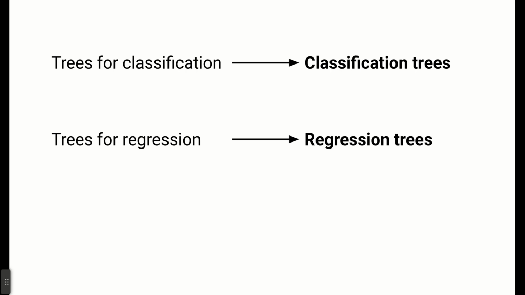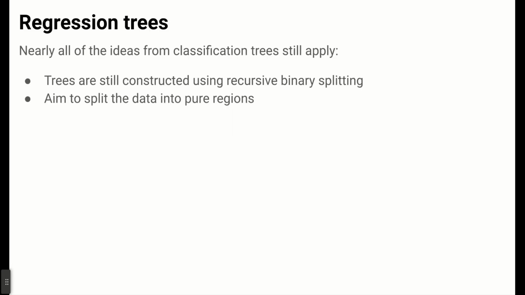So far, we've talked about trees used for classification. These are called classification trees. Trees can also be used for regression tasks, for predicting quantitative outcomes, and these are called regression trees. We'll end this video with a short discussion of how regression trees are built. In building regression trees, nearly all the ideas from building classification trees still apply. Trees are still built using recursive binary splitting to iteratively split the data into increasingly pure regions.